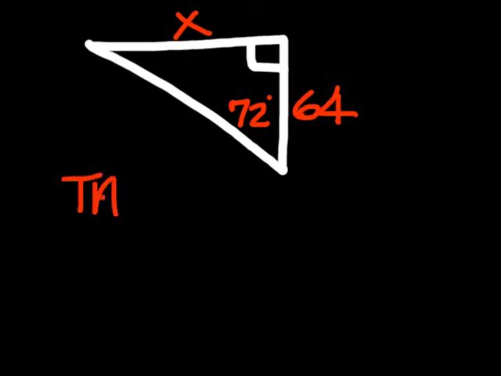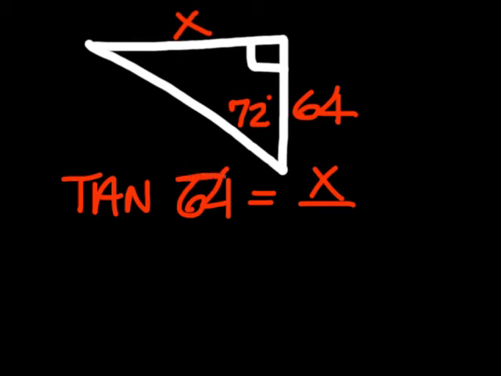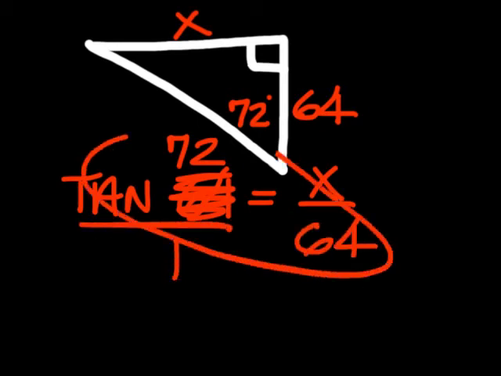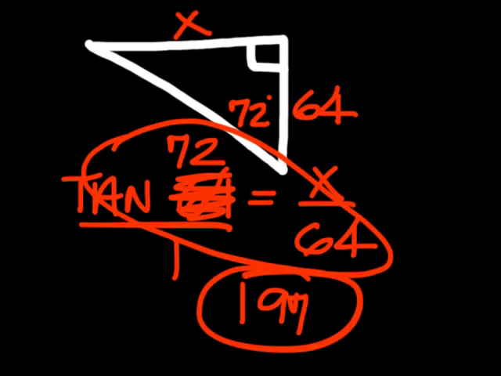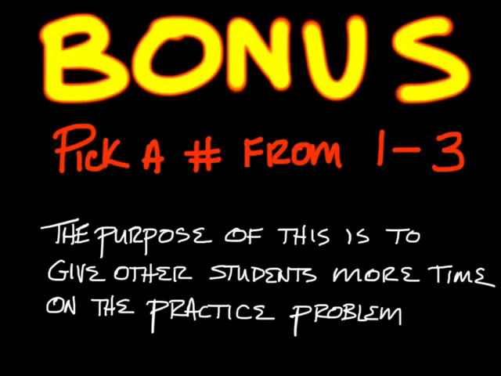Practice problem number 5. 72 degrees, we're missing this, and we know this. Find x and round to the tenth place. This will be tangent 72 equals x over 64. And in this case, it's a simple multiplication problem. So you'll have tangent 72 multiplied by 64, and you'll come up with an answer of 197.